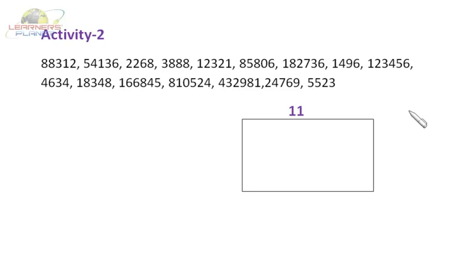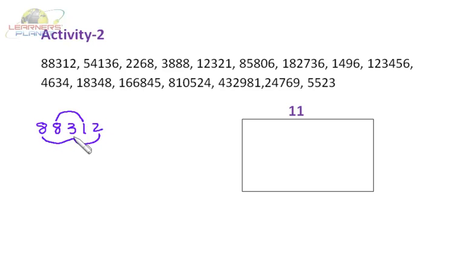Now we have to find out the numbers which are divisible by 11, and then we have to write the numbers in this box. Now what is the divisibility rule of 11? Let's see with one example. Suppose I take the first number 88312. Just add up alternate numbers, and then add up remaining alternate numbers and find the mutual difference.